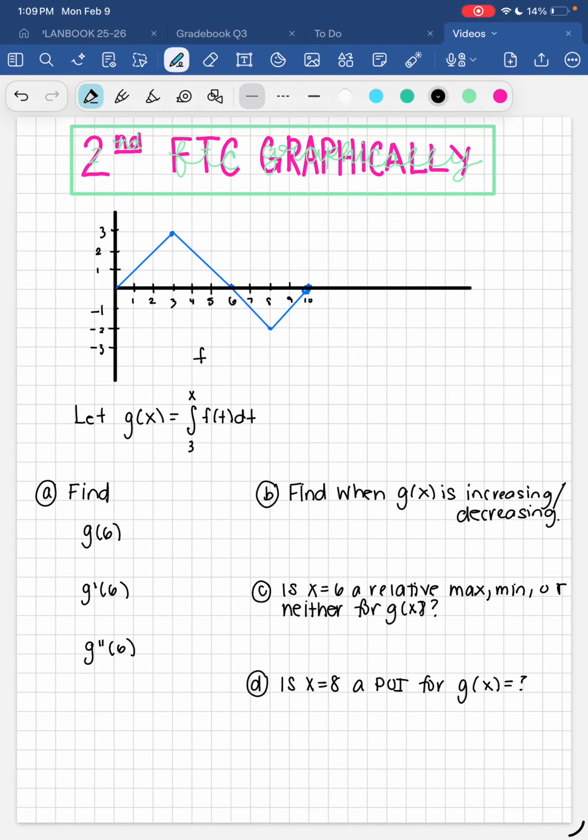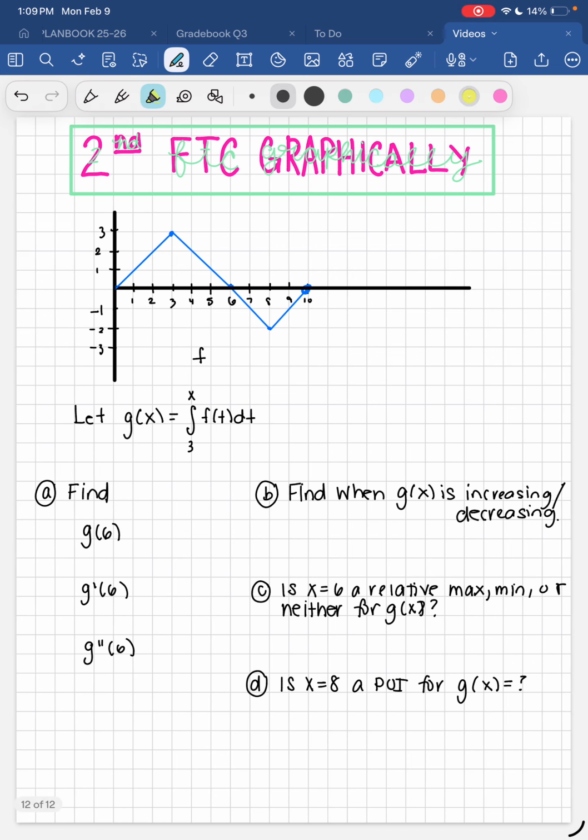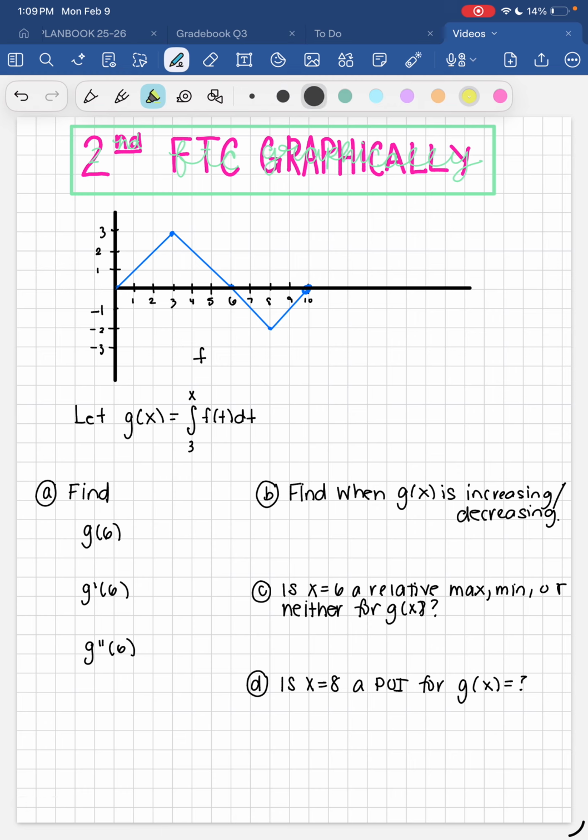So I wanted to go over how to use the second fundamental theorem of calculus graphically. A lot of the questions are going to start out with a lot more words, but we're just going to jump to it. So this is the graph of f that I produced in front of us, and then I give you an integral and I give you a whole new function g, and I say g of x is the integral from 3 to x of f of t.